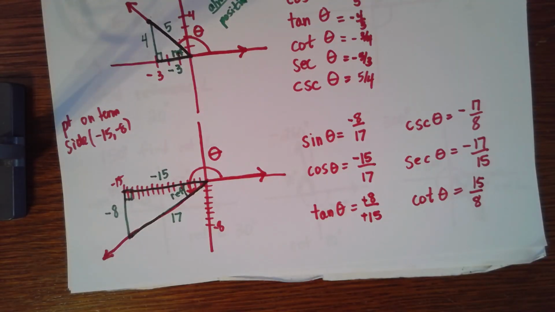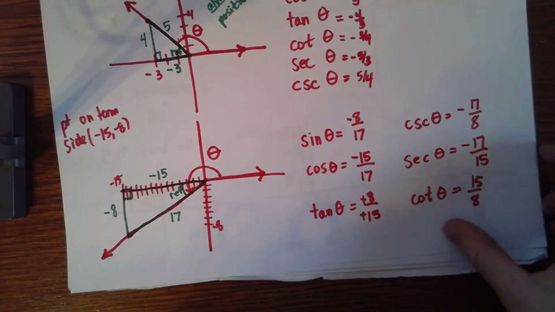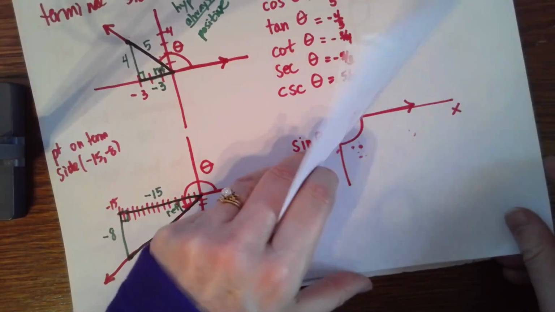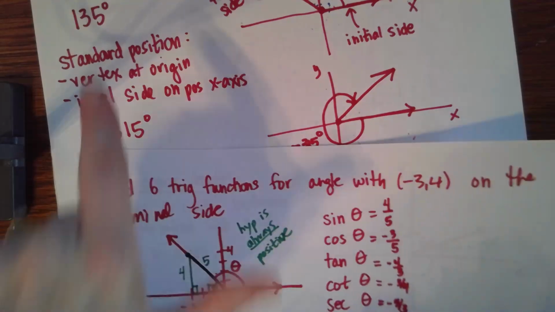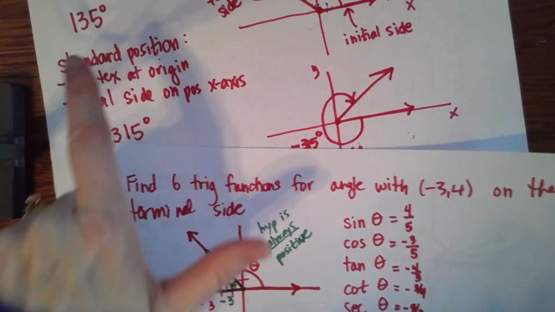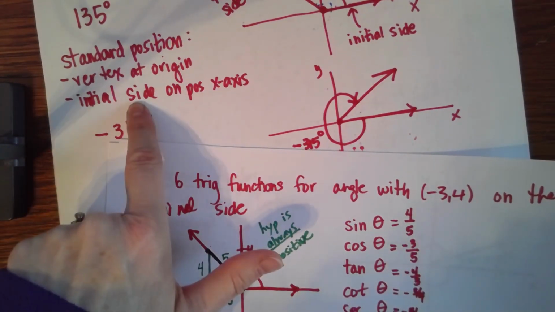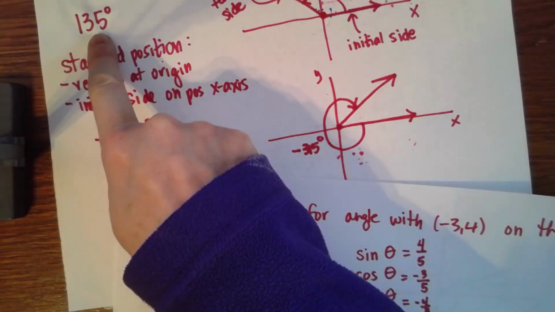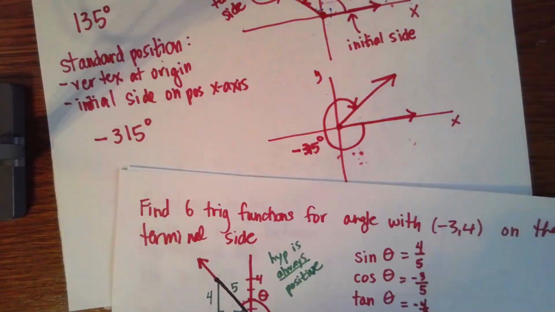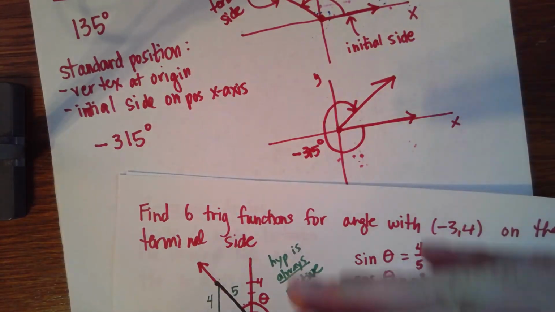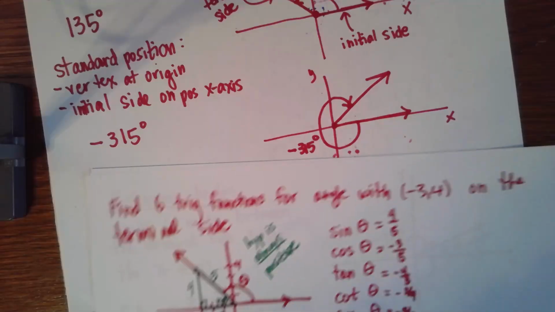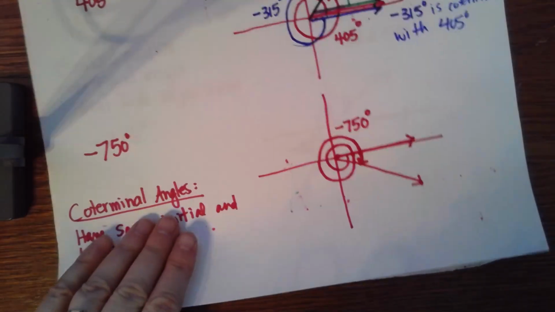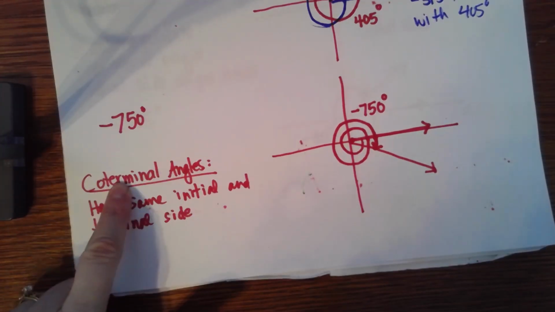All right, so the important concepts from this lesson, just to review real quickly. First of all, what does it mean to be in standard position? Standard position, the vertex is at the origin and your initial side is on the positive x-axis. Must be that way. If we've got a positive angle, we rotate counterclockwise. If we've got a negative angle, we rotate clockwise.